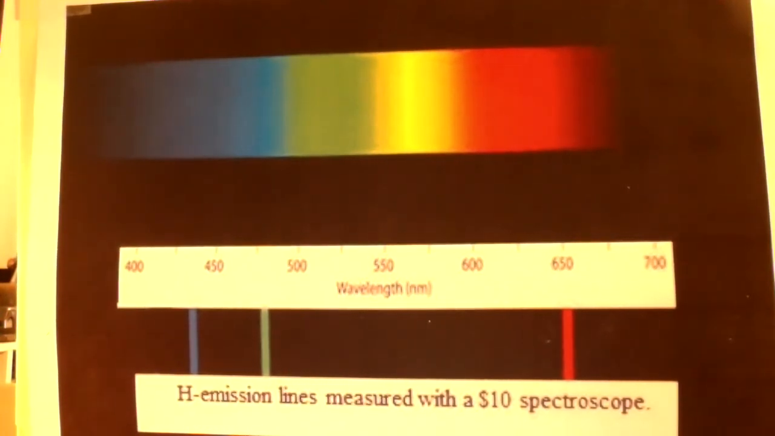But what we're going to do now is pause this and then actually try to physically, experimentally look at the continuous spectrum of a light bulb, an incandescent light, and the line spectrum of hydrogen. So let's pause this.